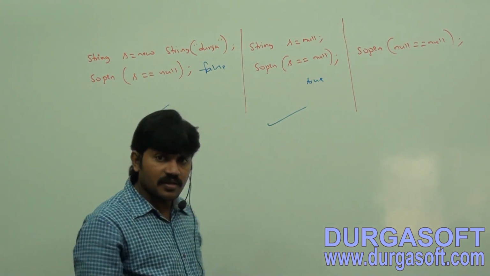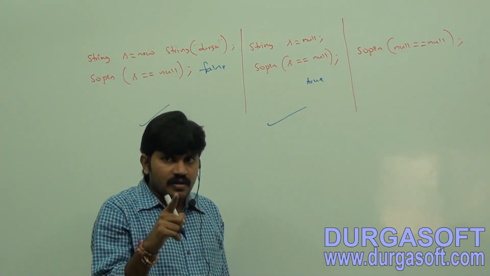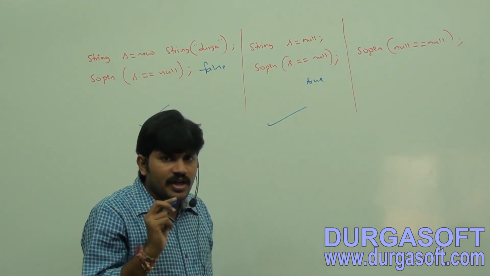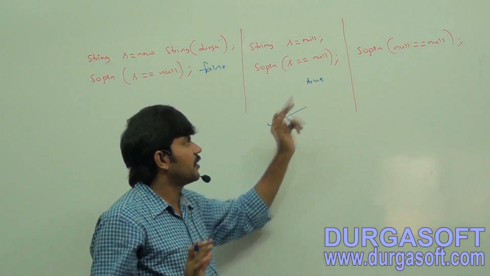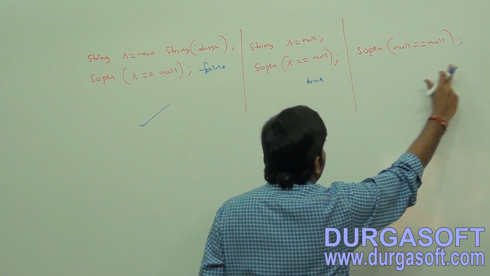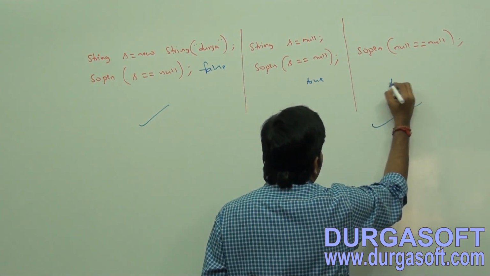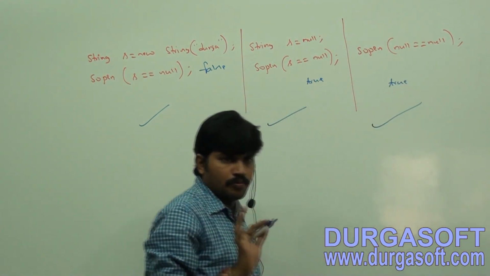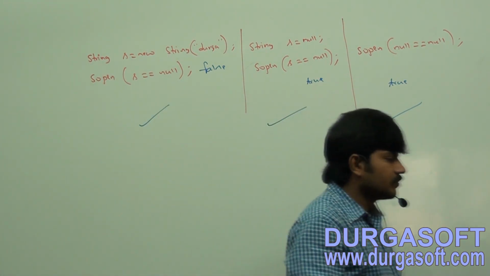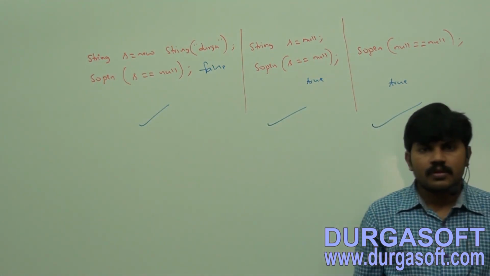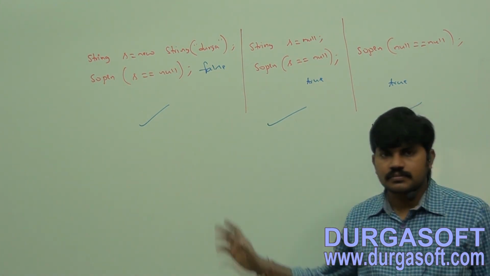Don't say false is the answer. Even though s is an object reference, internally the value of s is null, because it's not pointing to any object. Next, null == null: the answer is true by default. I hope you can take these examples very clearly.